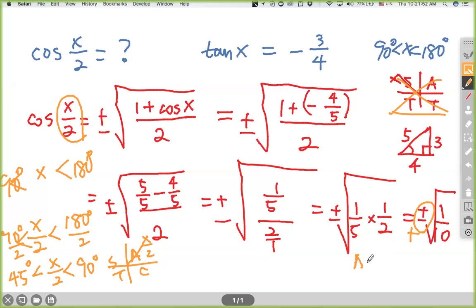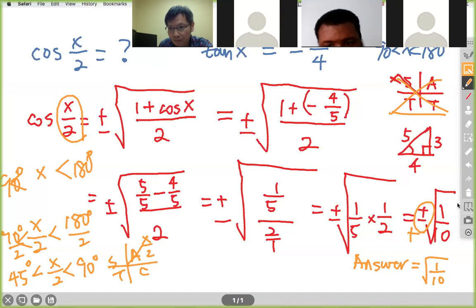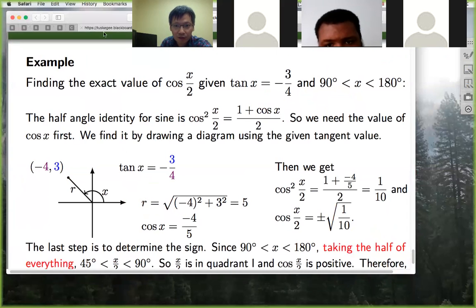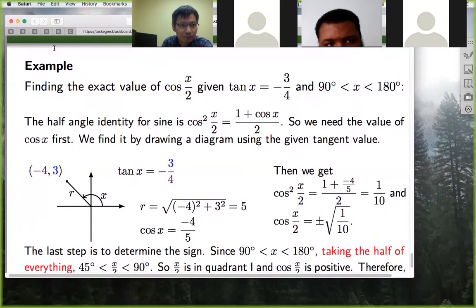So the final answer is then the positive value of the square root of 1 over 10. Okay? All right, any questions? So that was the second type of the typical questions for the half angle formulas. Practice a few problems and get to know how to use these formulas.